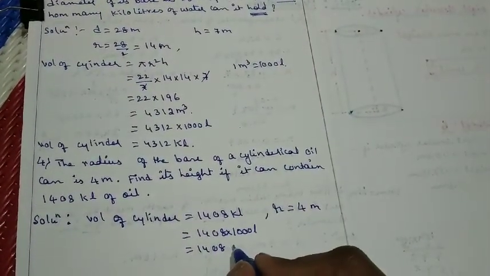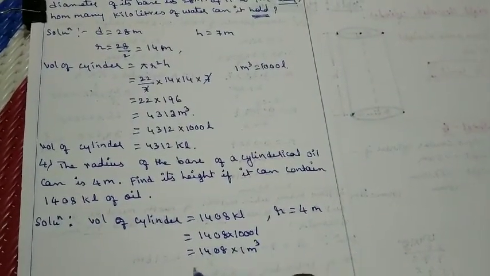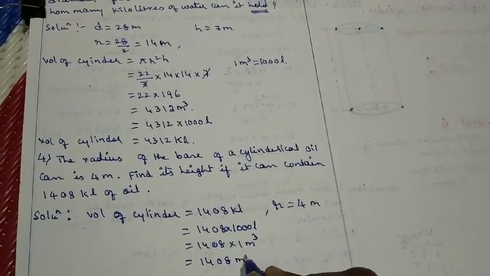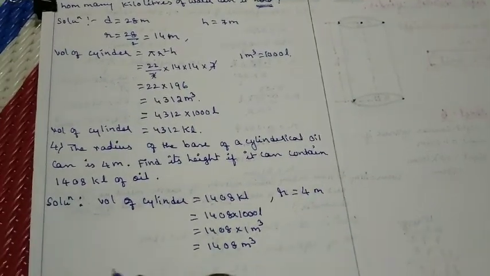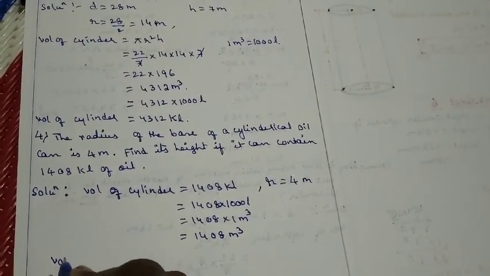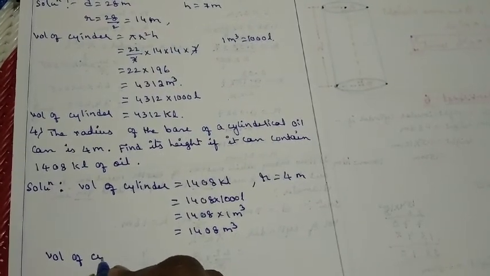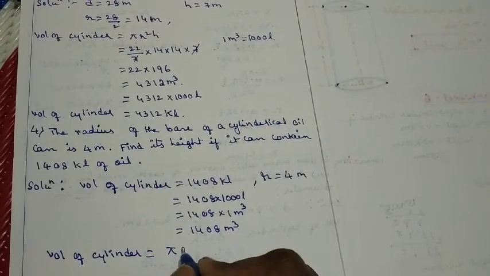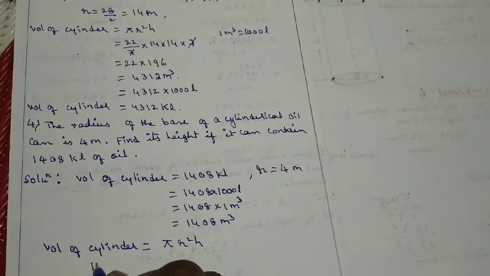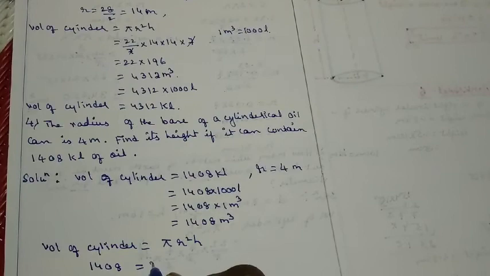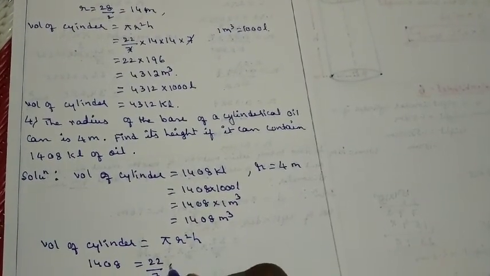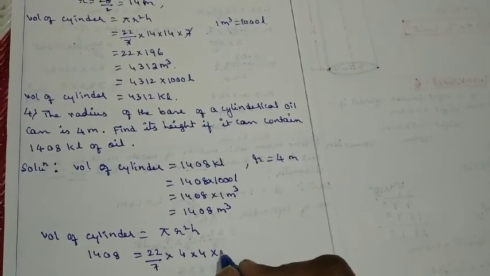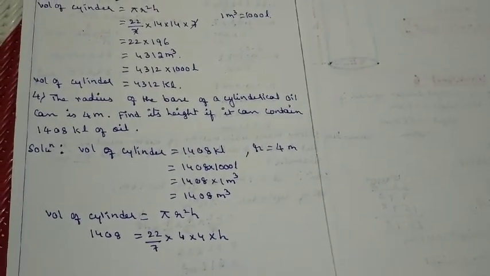So 1408 into 1 meter cube is nothing but 1408 meter cube, and the units are the same, so we can find the height of the cylinder with these two concepts. Volume of cylinder equals pi r square h. Volume is given, 1408 equals pi value 22 by 7 into radius 4 into 4, and the height is unknown. So put the height as it is.